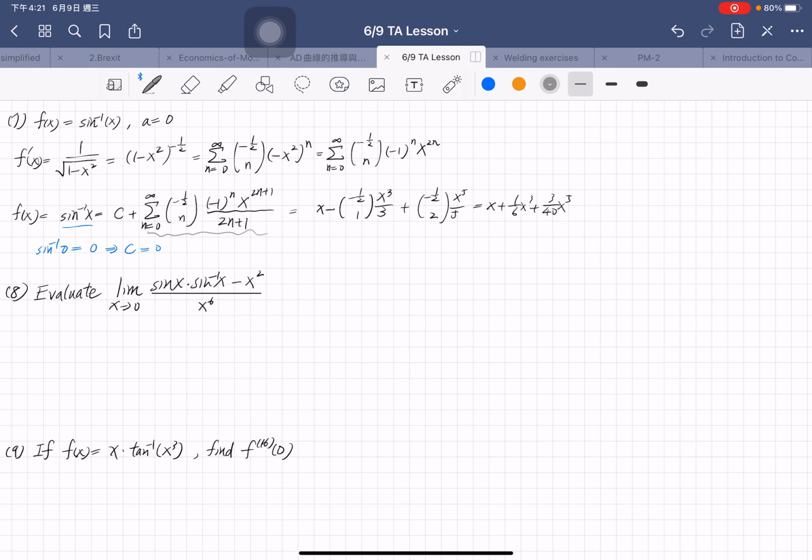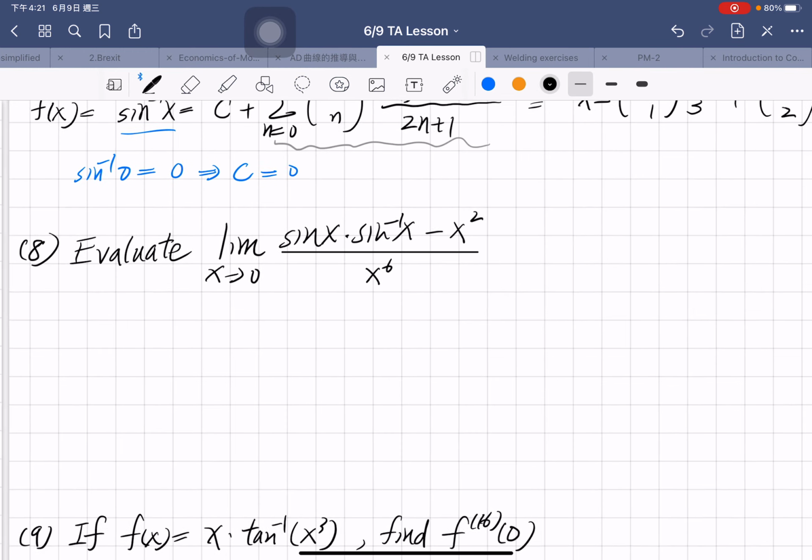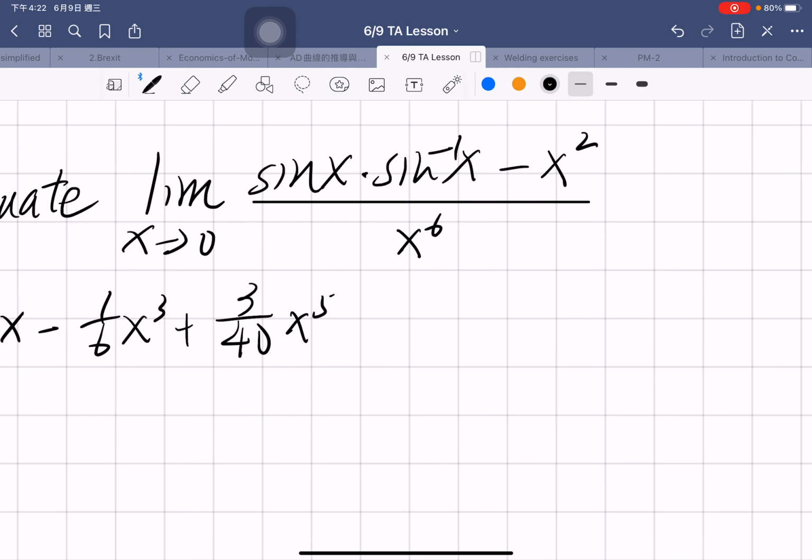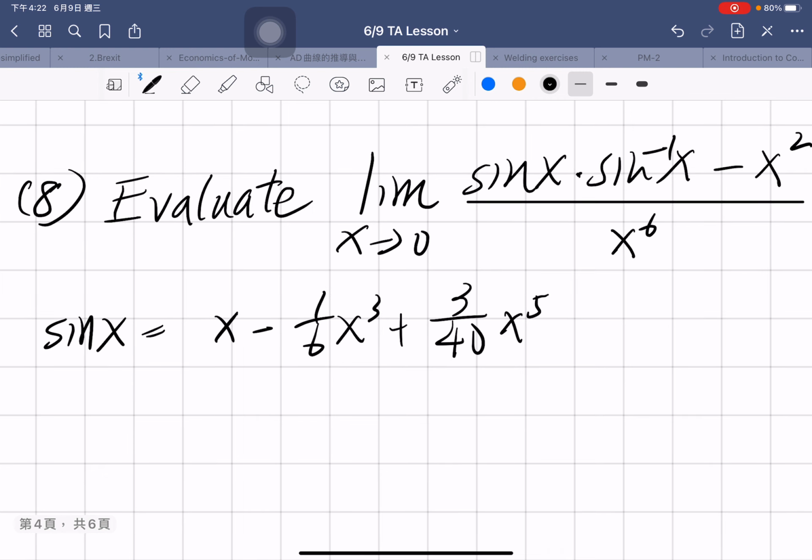Okay, so now we have evaluated our arc sine, right? The 8th question will be the limit of sine x times arc sine x minus x squared over x with 6 power. So we just list out. Don't think of it as too complicated. So now look clearly at what the answer is going to be. Just list out all the things you know. So it will be easier for you.